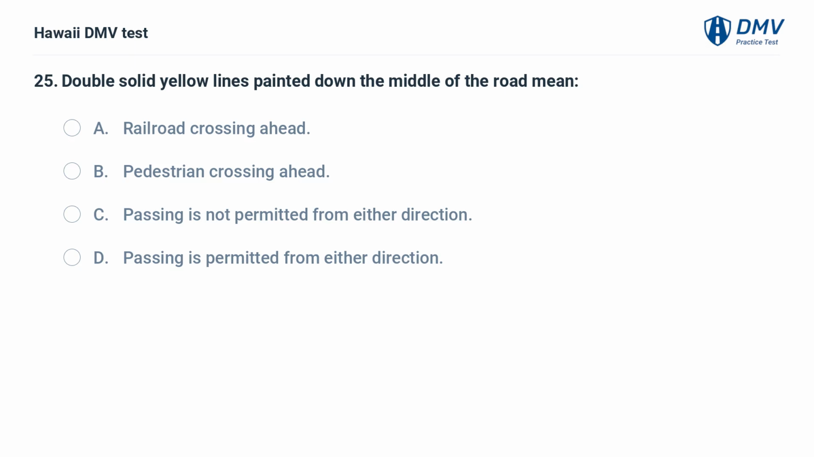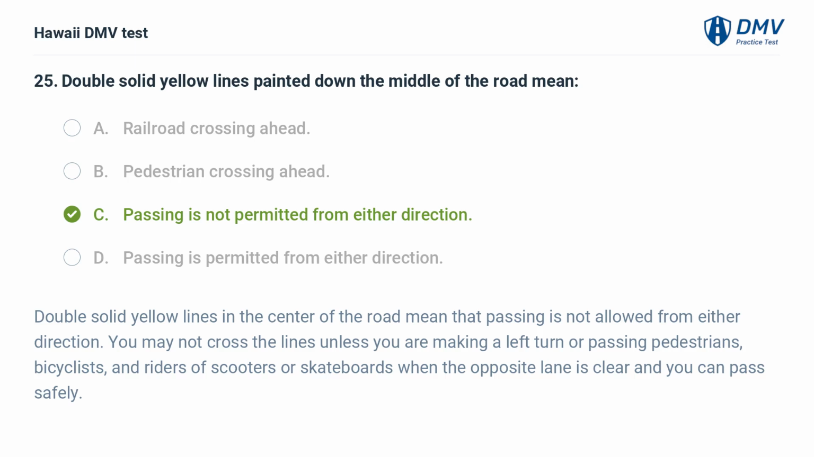Double solid yellow lines painted down the middle of the road mean A. Railroad crossing ahead. B. Pedestrian crossing ahead. C. Passing is not permitted from either direction. D. Passing is permitted from either direction. The answer is C. Passing is not permitted from either direction.